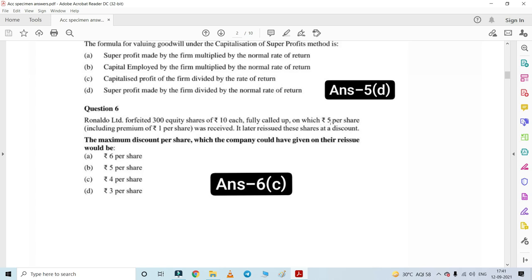As you know, although rupees 5 has been received by the company, but as rupees 1 was premium, so the forfeited value will only be the nominal value of the application money, and that is rupees 4, because 1 rupee is the securities premium reserve and this value is not included. Hence rupees 4 can only be utilized as a discount for reissuing the shares again, and as rupees 4 is the forfeiture of the share, hence rupees 4 is the correct answer.